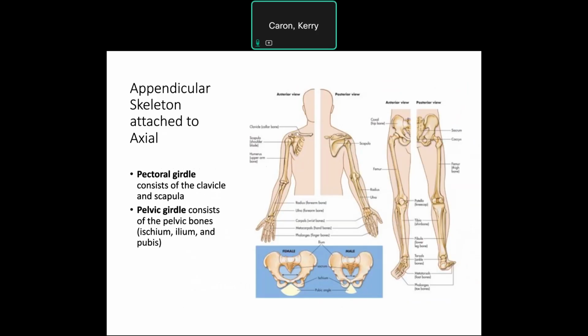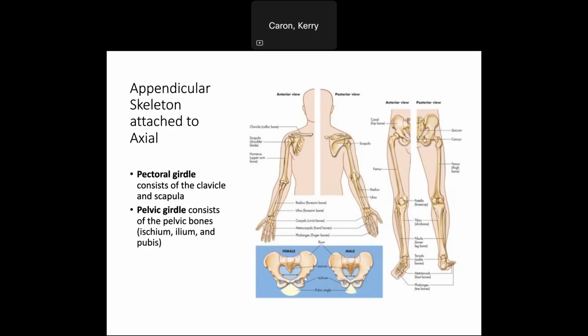So we have two girdles, we call them. One is a shoulder girdle or pectoral girdle, and the other is the pelvic girdle. The pectoral consists of the clavicle, the collarbone, and the scapula or the shoulder bone. So that's the pectoral girdle. The pelvic girdle is the ilium, the ischium, and the pubis bones of the pelvis.